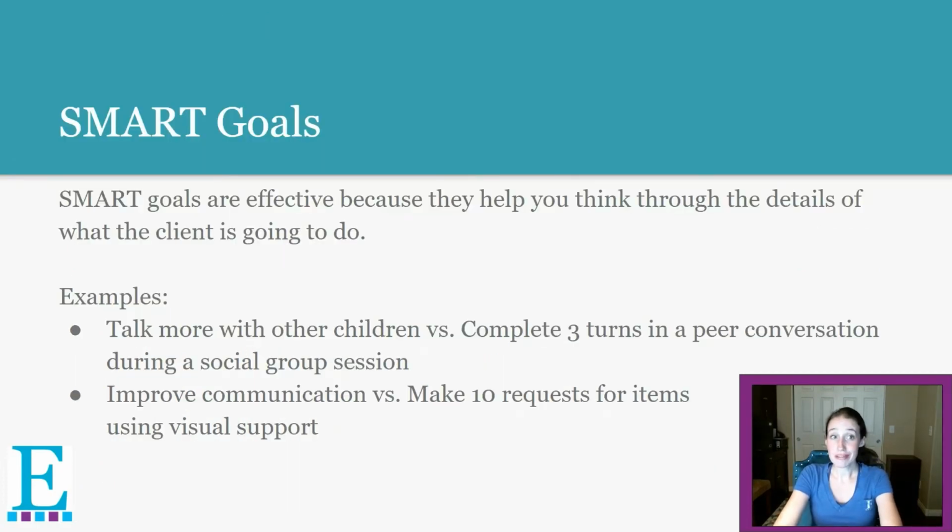SMART goals, if you're not familiar with them, are just helping you to think through what are you actually asking the client to do. So examples like if you want them to talk more with other children, well, how is that actually going to look when you're measuring it? So complete 3 turns in a peer conversation during a social group session, or improve communication. What does that look like? Make 10 requests for items using visual support. So it's like, what would you actually be looking for to see that they were meeting that goal?